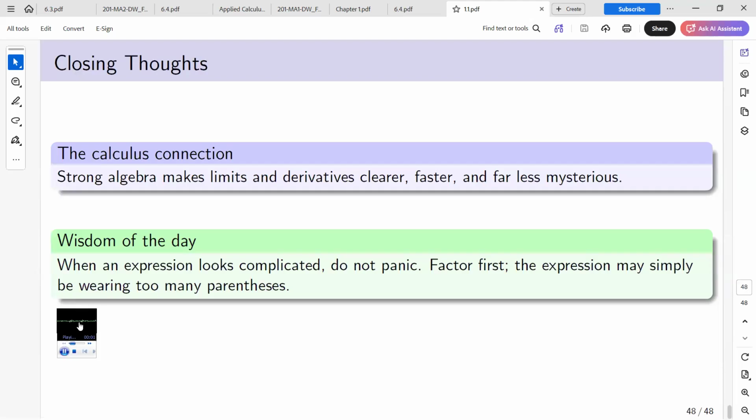That completes section 1.1. The goal is not to perform algebra mechanically, but to recognize structure and choose an efficient method. A little factoring can make even a dramatic expression calm down.